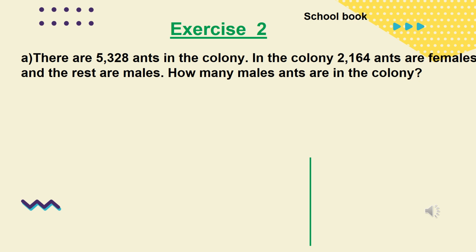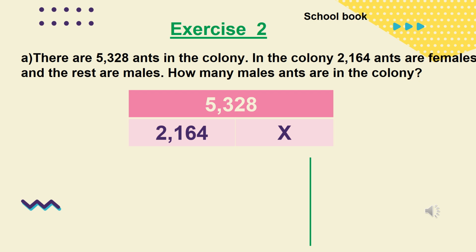Exercise number 2 from the school book, story problems. First story: there are 5,328 ants in the colony. In the colony, 2,164 ants are females and the rest are males. How many male ants are in the colony? By using a bar model, the whole number of ants is 5,328. Number of females, 2,164. X here for the number of males.